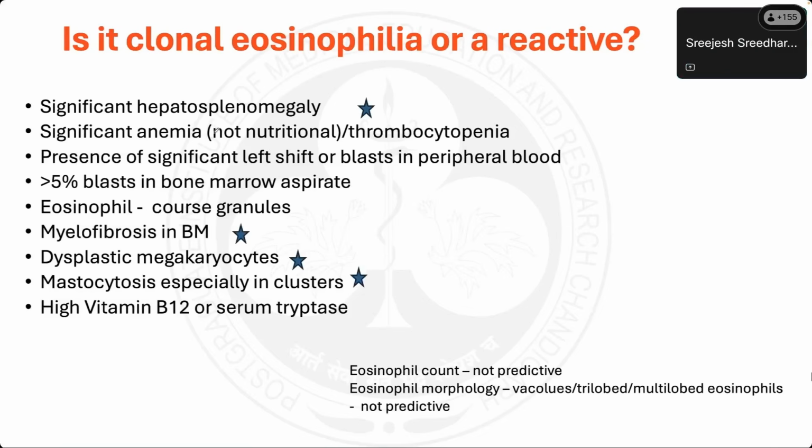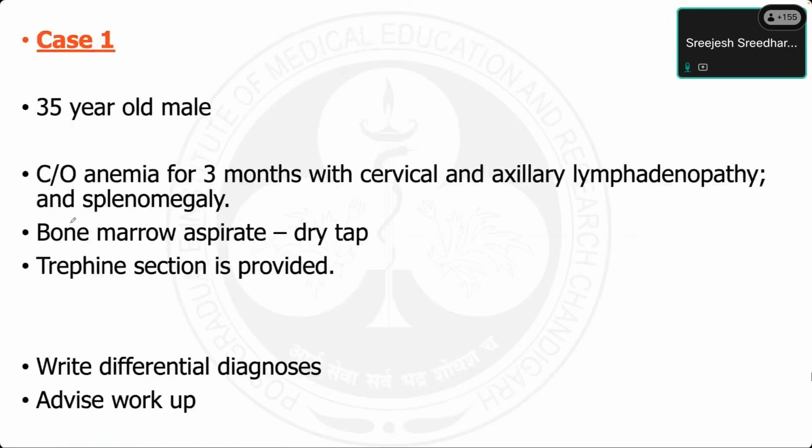If there is significant hepatosplenomegaly, the organ dysfunction does not predict clonal eosinophilia, but significant hepatosplenomegaly is likely, though not definite, to be clonal. Significant anemia which is not nutritional, or thrombocytopenia associated with eosinophilia, a significant left shift or blasts in the peripheral blood, more than 5% blasts in the bone marrow aspirate, the presence of those coarse granules in the eosinophils which I just showed in the previous slide, the presence of myelofibrosis.